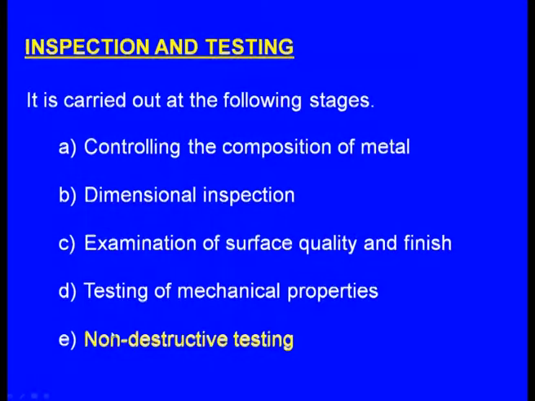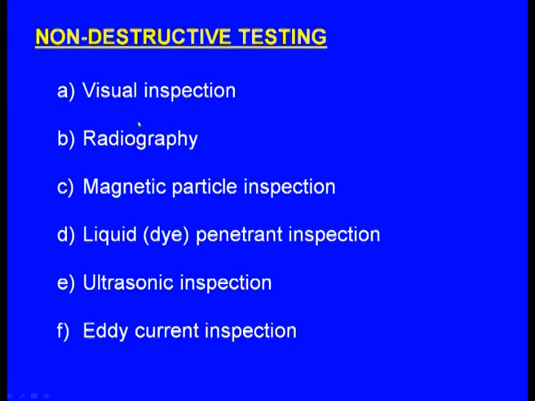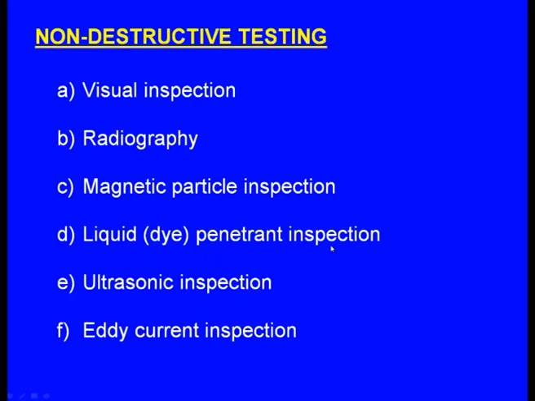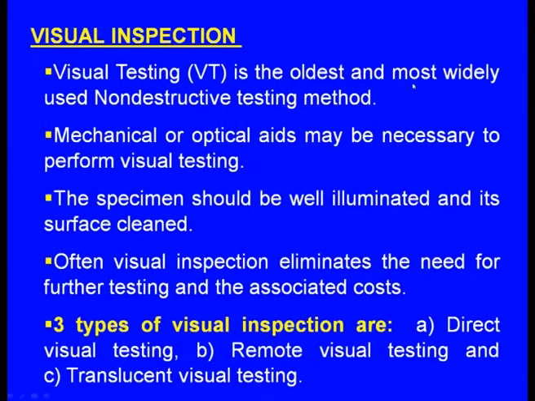Finally, we come to the non-destructive testing. It is very important. Non-destructive testing is carried out in different ways. One is the visual inspection, second one is the radiography, third one is the magnetic particle inspection, fourth one is the liquid penetrant inspection. This is also known as dye penetrant inspection. Next one is the ultrasonic inspection. Finally, we have the eddy current inspection. So, first we will see the visual inspection. Visual testing, VT, is the oldest and most widely used non-destructive testing method.